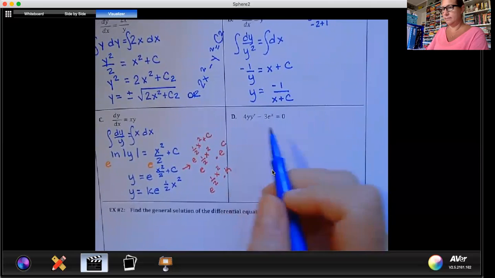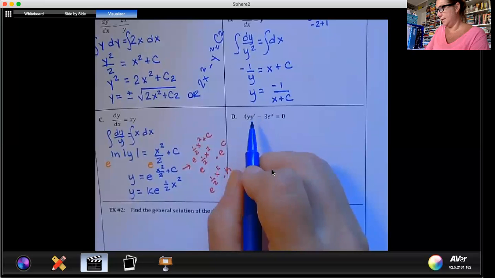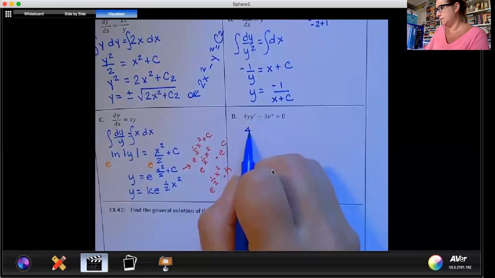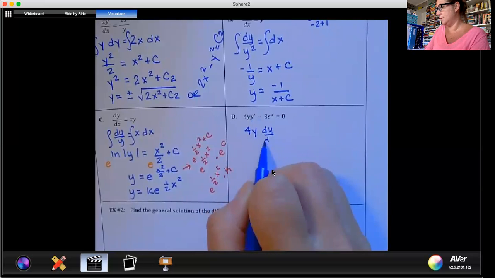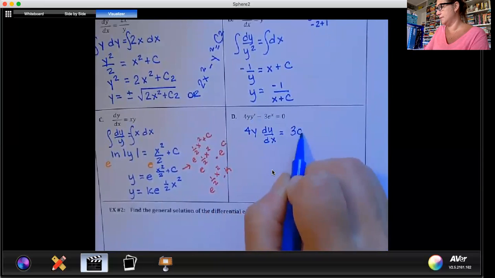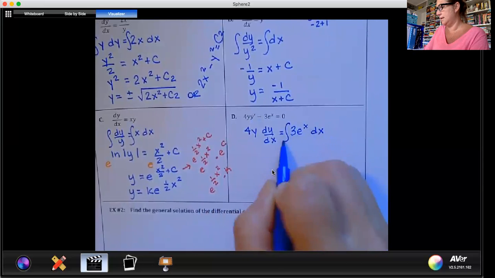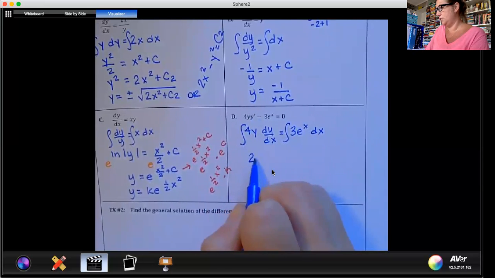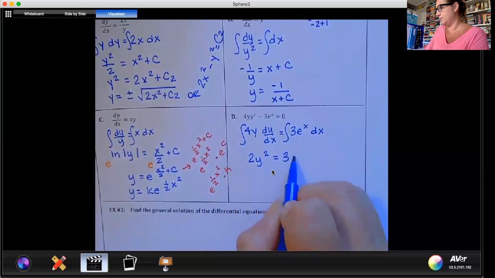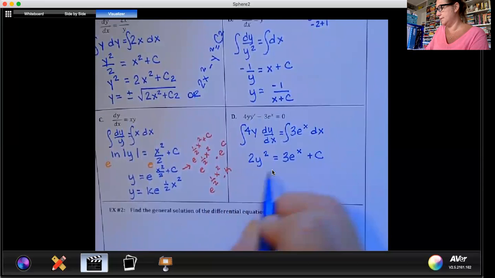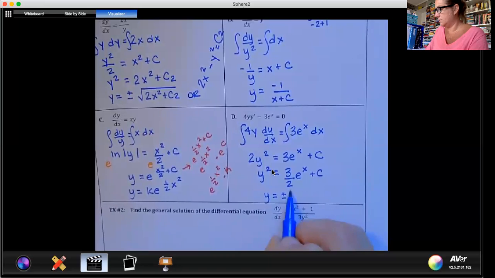If you see y prime, go ahead and write that in as your dy dx. So 4y dy dx, take that 3e to the x to the other side dx, antiderivative 2y squared equals 3e to the x plus c. Solve for y squared first. And y equals plus or minus square root 3/2 e to the x plus c.